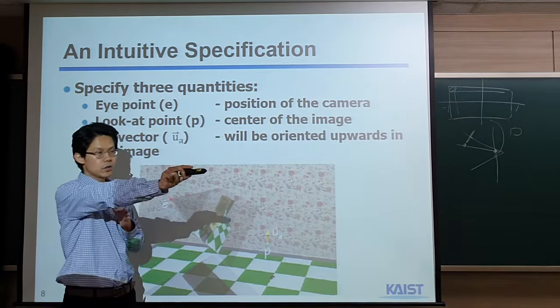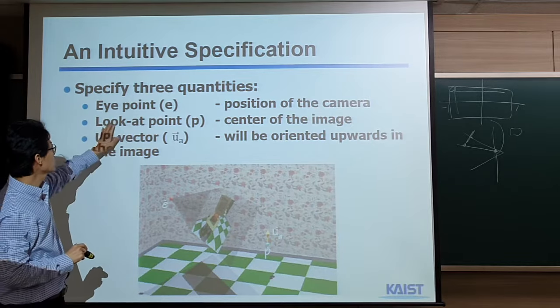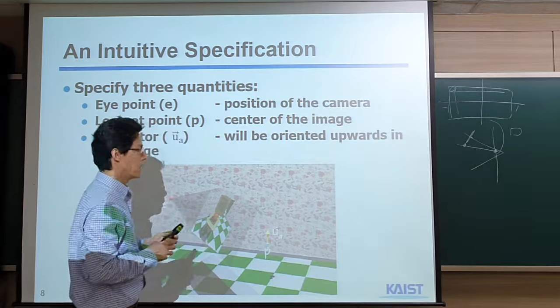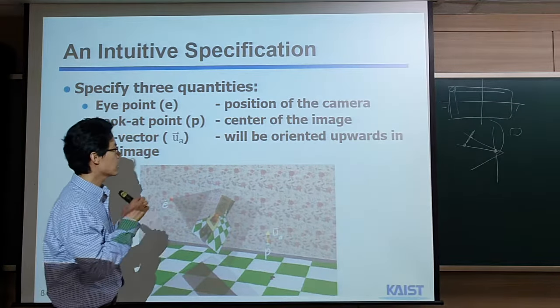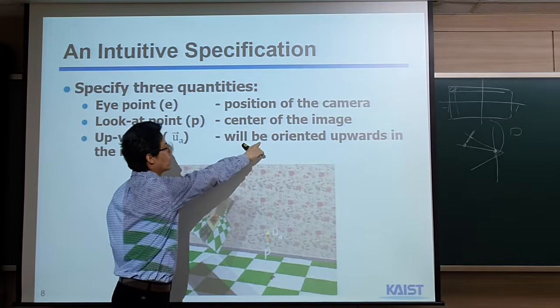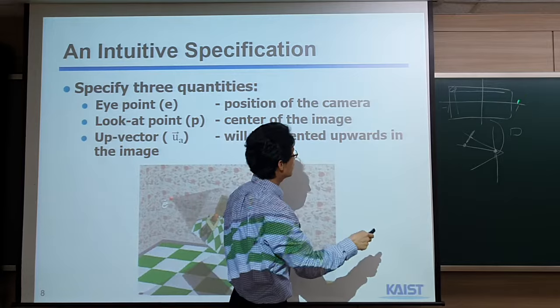I can define the viewing direction, but instead of using the viewing direction, we can also use the look at point, the center of the image. So for example, I'm here. This is my camera origin. I want to look at here. In other words, I want to make sure that this point is in the center of my screen space here.